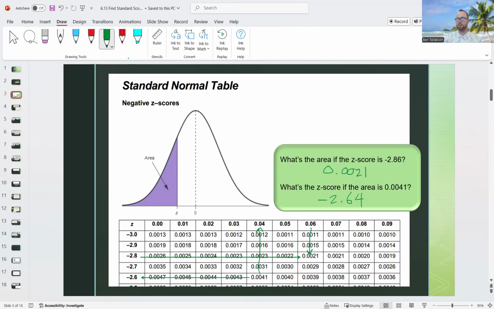The bottom line here and the big idea is if you need to find the area given a z-score, you work from the outside in, like we did here, to find your area. And if you want the z-score and you have the area, you start with the area and work from inside out. Okay? So let's practice.